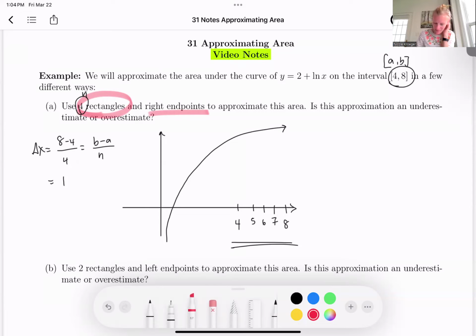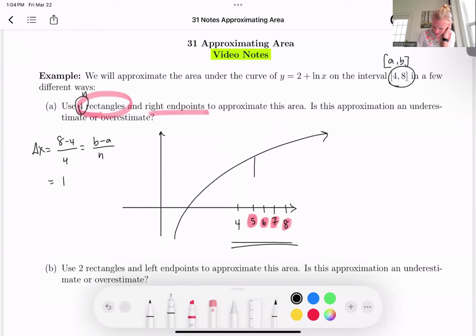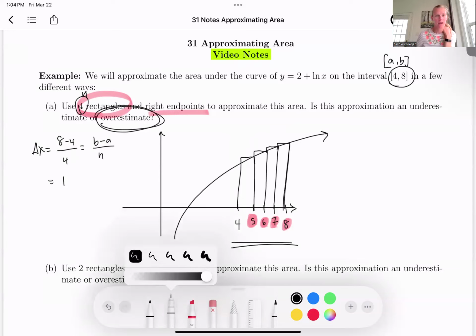So if we're using right-hand endpoints, we'll use the 5, the 6, the 7, and the 8. So if I draw my little rectangles here, I'm going to draw things better here. Sorry, guys. Let's just make our natural log look a little bit more interesting. So I'm getting my rectangles here. We notice that these rectangles all go above the curve. So it's going to be really easy to tell that this right-hand approximation is going to be an overestimate, even without figuring out what that estimate is.